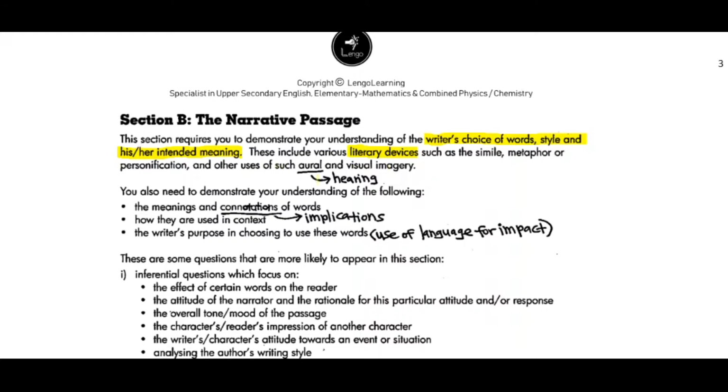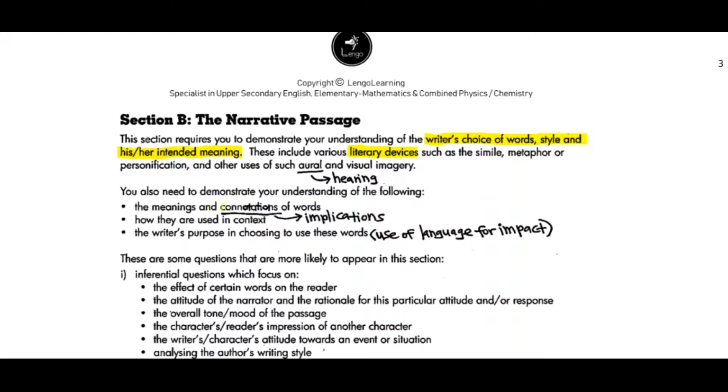Sometimes the imagery will be invoked by the use of words that sound a certain way. That's why there's something called oral imagery. You also need to demonstrate understanding of the meanings and connotations of words, just like in Section A, the visual text. You need to know the connotations of certain words, whether they have a positive or negative connotation.